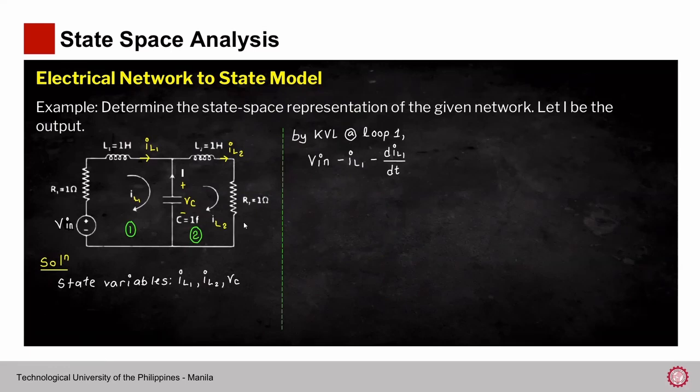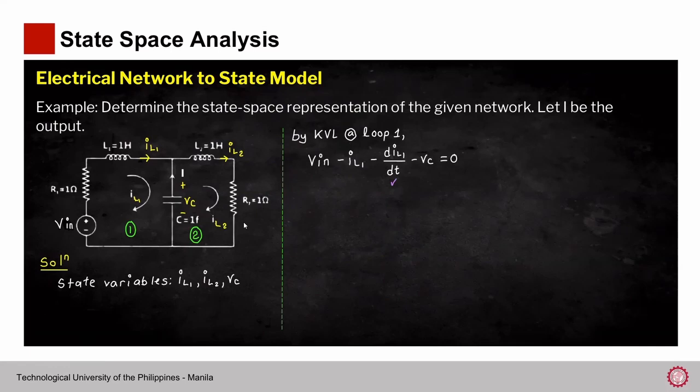Okay, minus the voltage across the capacitor is equal to 0. Remember that we need to get the derivative of the state variable. So ito na yun, guys, right? Ito na po yun. So you just need to transpose it and write it first.